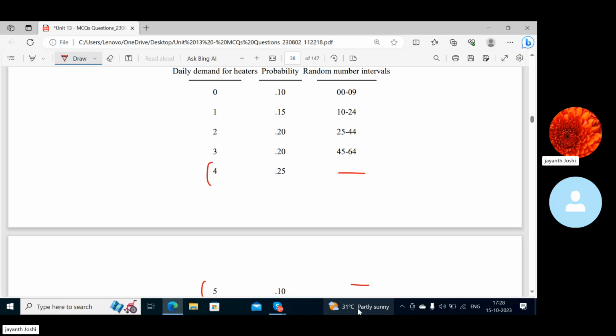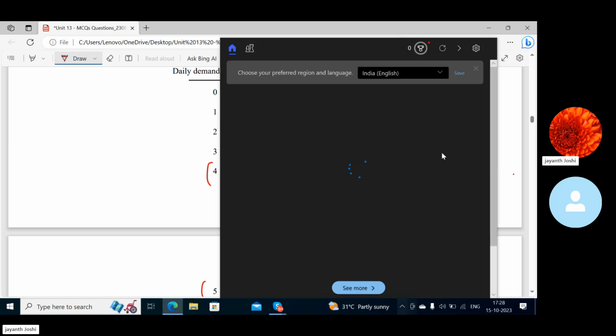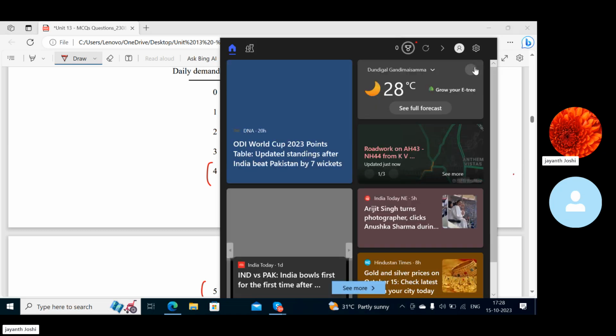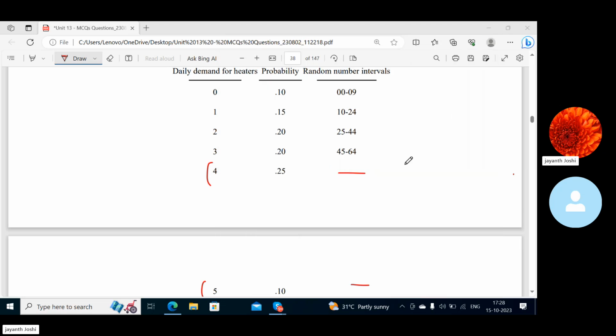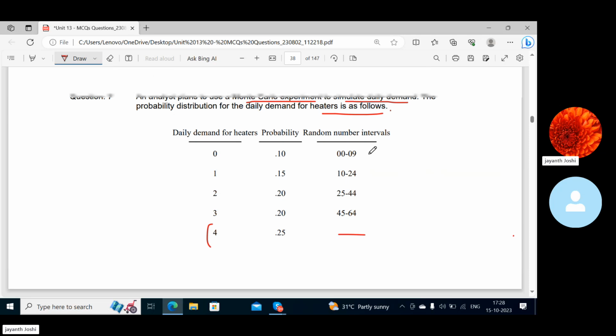Actually, in today's world, the system generates all this, but they're asking us this manual thing. So what to do, we'll see. You can see here 0 to 9, 10 to 24, 25 to 44, 45 to 64. Then it will be 65, right? Correct. And 65 to what shall we do? 80, 84. Just a second.